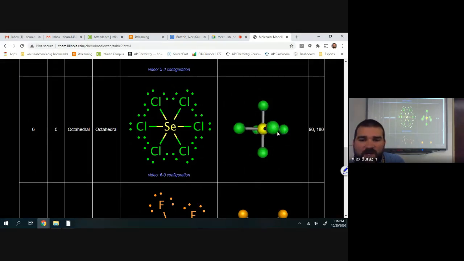I could take this atom right here, flip that upward, and hey, look, it's the exact same shape. This has an insane amount of symmetry in every which direction. So it's 90-degree angles all throughout. There's also, you could count 180-degree angles if you went from like the top to the bottom here. And this shape is called octahedral.